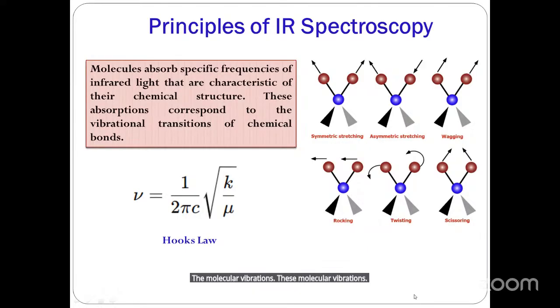These molecular vibrations are basically divided into two parts, that is, stretching and bending. As you can see in this figure, there are two types of stretching, asymmetric stretching and symmetric stretching. And there are four types of bending vibrations, extremely sorry, not wagging modes. These bending vibrations are wagging, rocking, twisting, and scissoring.